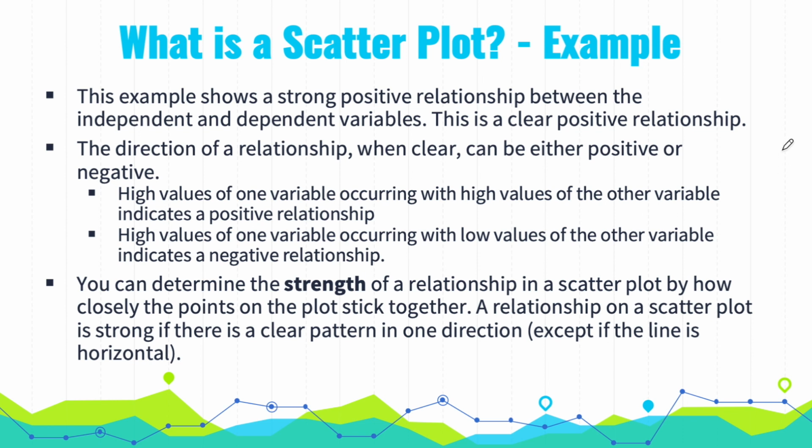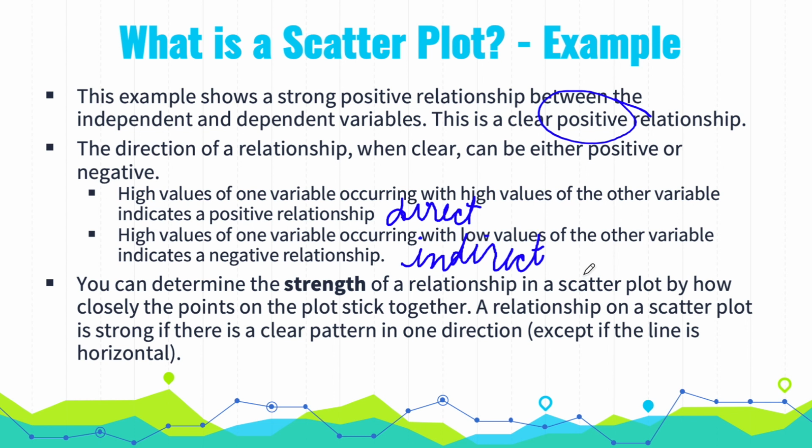So the example on the previous slide shows a strong positive relationship between the independent and dependent variables. This is a clear positive relationship. As x increases, y also increases. The direction of a relationship, when clear, can be either positive or negative. High values of one variable occurring with high values of another variable indicates that positive relationship. So sometimes we say positive, sometimes we also say a direct relationship. High values of one variable occurring with low values of the other variable indicates a negative relationship. And sometimes we say that this is an indirect relationship.